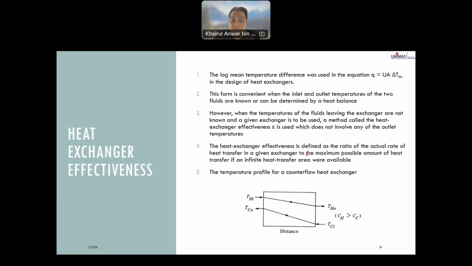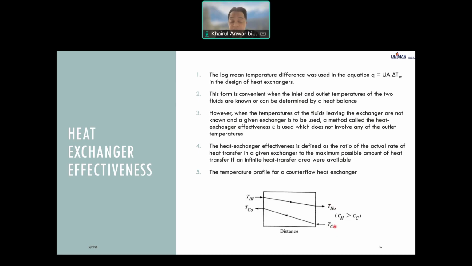The heat exchanger effectiveness is defined as the ratio of the actual rate of heat transfer in a given exchanger to the maximum possible amount of heat transfer if an infinite heat transfer area is available. So this is the temperature profile for the counterflow heat exchanger. So what does it mean? The hot inlet temperature goes into the heat exchanger, so it experiences a reduction in temperature. Meaning THI is higher than THO.